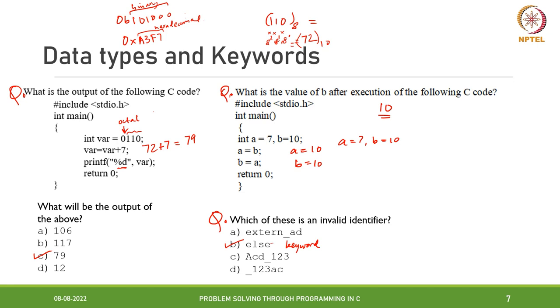No, it's not add. If I write it properly, this will be 1 into 8 to the power 2 plus 1 into 8 to the power 1 plus 0 into 8 to the power 0. So that gives you 72.